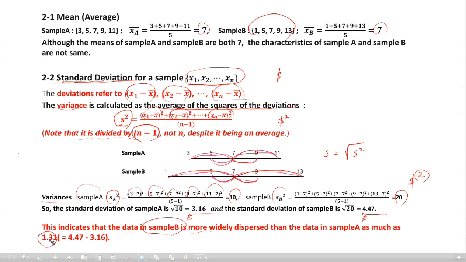I'm going to explain later what the difference is between variance and standard deviation, why we use variance sometimes and standard deviation sometimes. What is the difference between them? I'm going to explain later.